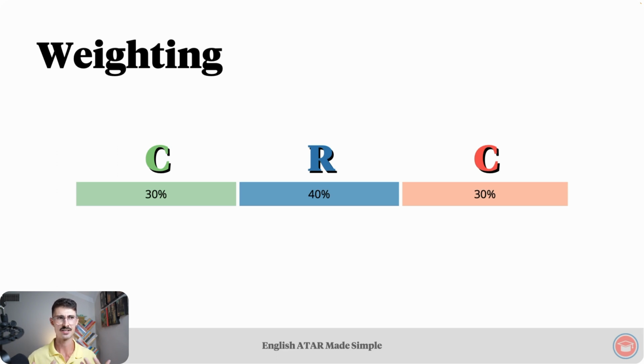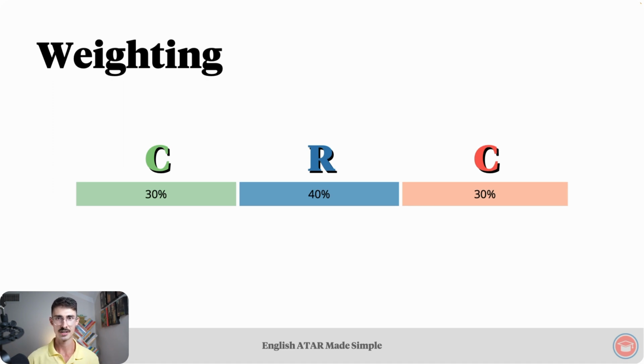In my mind, it doesn't really make sense to spend 60 minutes on all 3 sections of the exam when they're not all weighted equally. In my mind, it makes sense to spend equal amounts of time on sections that are weighted equally. If the comprehending section is weighted 30% and then the composing section is weighted 30%, it makes sense to spend equal amounts of time on those.